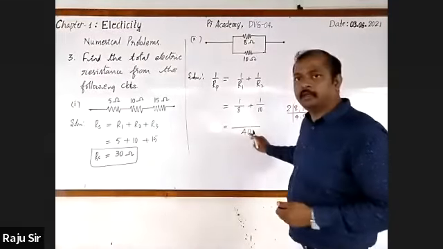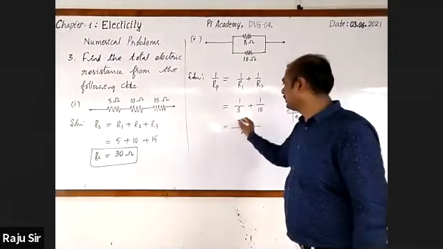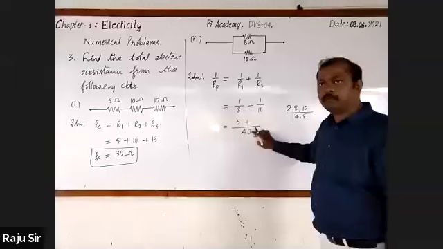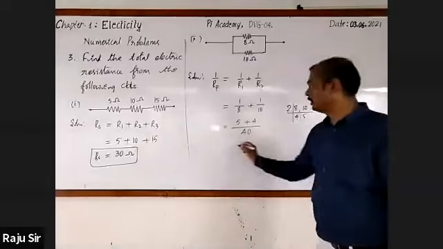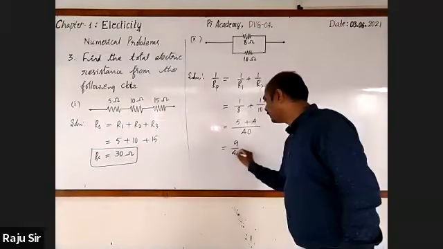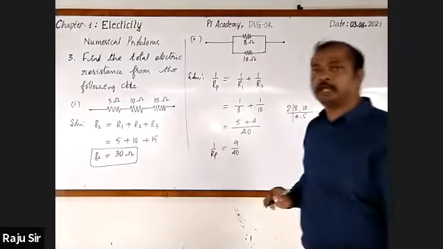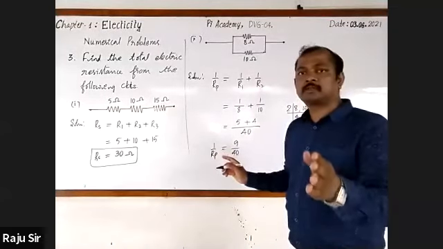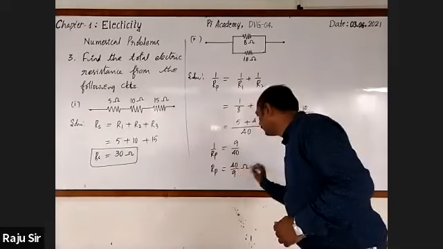Now let us multiply LCM 40 with the first term. 8 fives are 40, so 1 five is 5. Plus, here let us multiply 40 with the second term. 10 fours are 40, so 1 four is 4. This is 9 by 40. 1 by Rp is equal to 9 by 40. But we want the effective resistance, total resistance or resultant resistance. This is Rp is equal to 40 by 9 ohm.